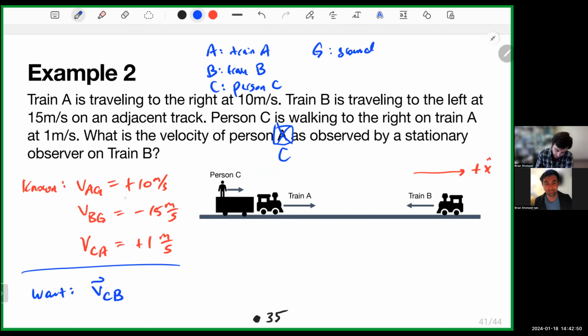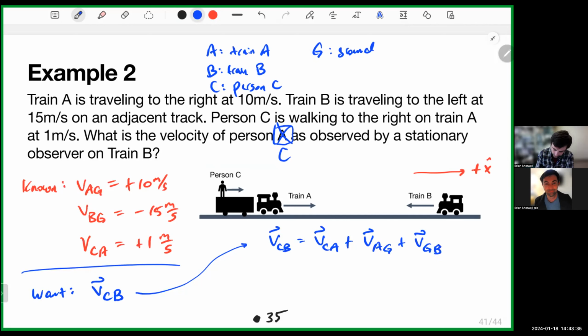So you can chain together these velocities as you need in order to get the subscripts appearing in exactly this combination, CB. So V_CB is equal to the velocity of C relative to something else. And it looks like what we have here is the velocity of C relative to A. So let's start with this. And then the way we can connect all of these is we know train A relative to the ground and then the ground relative to train B. So we want to chain all these together as A relative to the ground and then the velocity of the ground relative to train B.